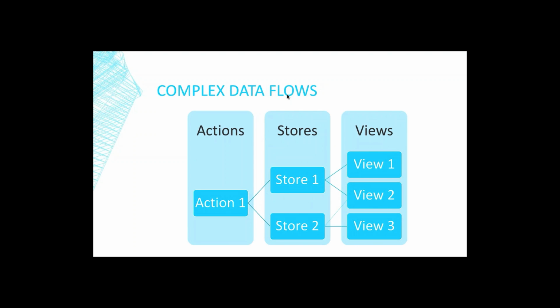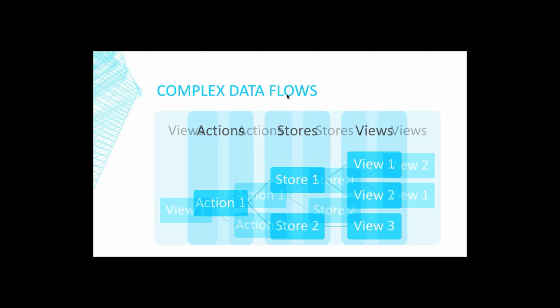So to talk more about those complex data flows with kind of a visual example, you can have a single action that's called, it doesn't matter where it's called from. You could then have two different stores pick up that action, update their data separately, and then from there you can also have multiple views listen to the same store. So you can see view 1 and view 2 are both going to update based off of changes to store 1. But view 2 is also going to update from the changes in store 2 as well as view 3. And it gets really easy to track where that data is coming from and where it's going to.